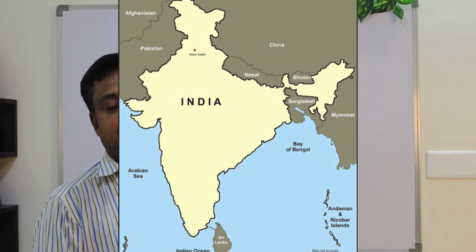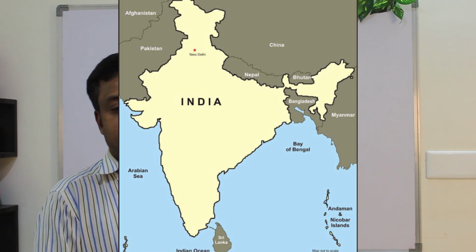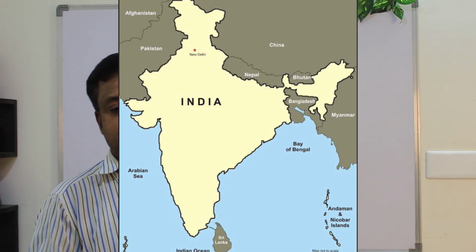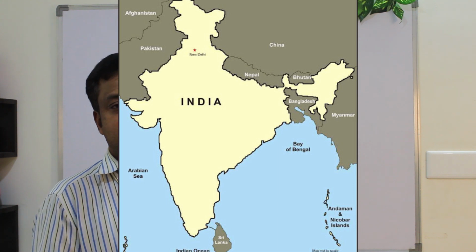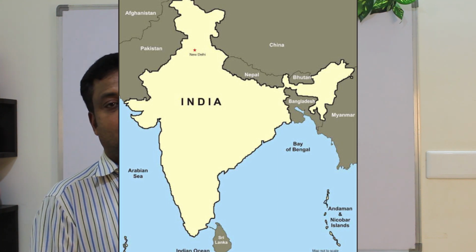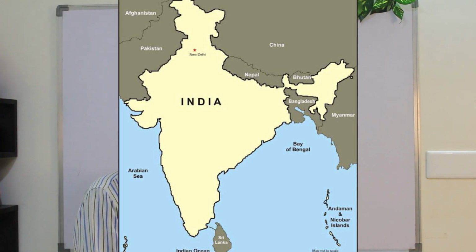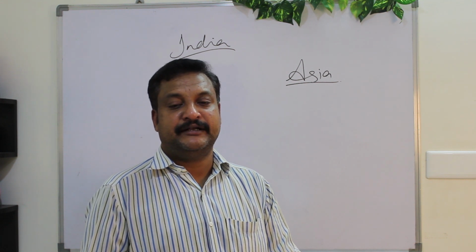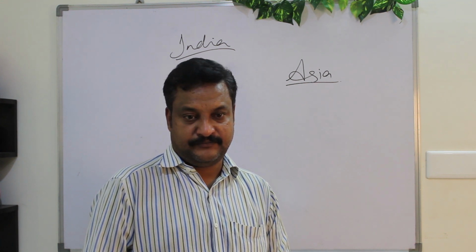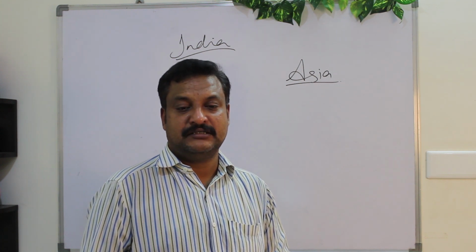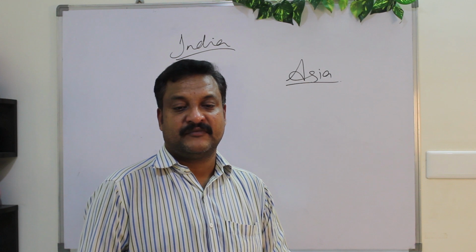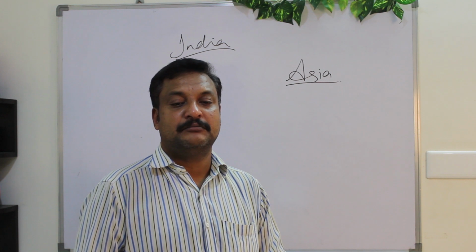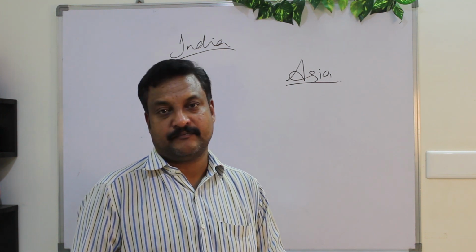To the top of India we have China. On the shoulders we have Nepal. After Sikkim we have Bhutan. Then after Arunachal Pradesh, in the northeast, we have Myanmar. Beside West Bengal we have Bangladesh. And at the bottom we have a small island neighbor called Sri Lanka. Look at the map here and identify the countries: Pakistan, Afghanistan, China, Nepal, Bhutan, Myanmar, Bangladesh and Sri Lanka.